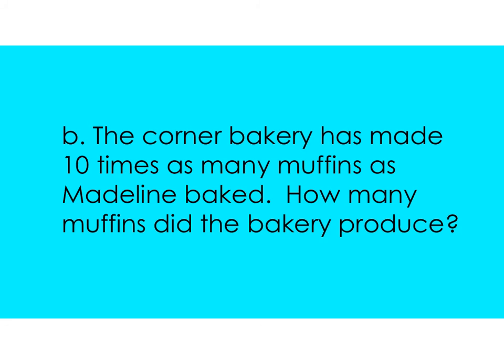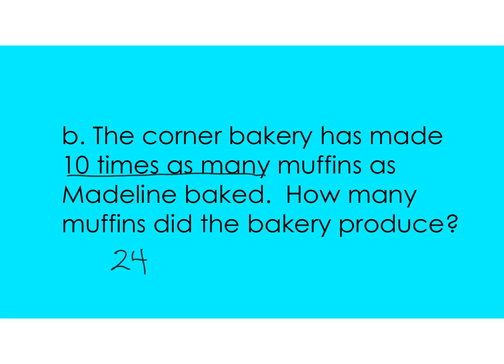On B, it says the corner bakery has made 10 times as many. Do you recognize that? 10 times as many muffins as Madeline baked. How many muffins did the bakery produce? Madeline produced 24 muffins, and the bakery had 10 times as many. Stop the video and see if you can figure this out. Think about your place value chart, and if we had 2 in the 10s, multiplied it by 10, how that would change, and 4 in the 1s. Ready, go.